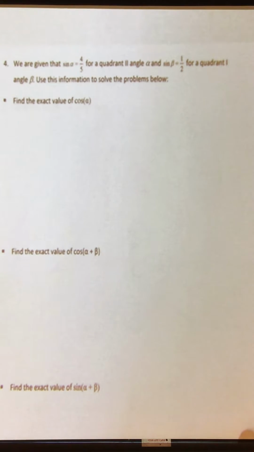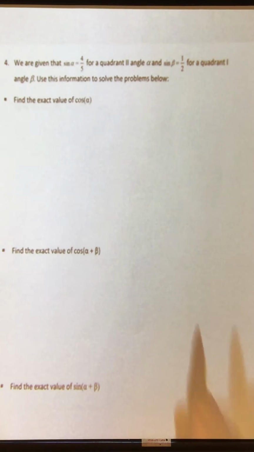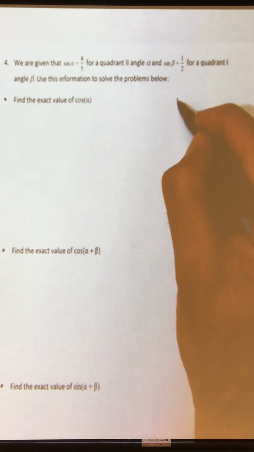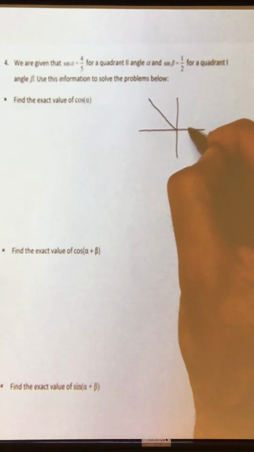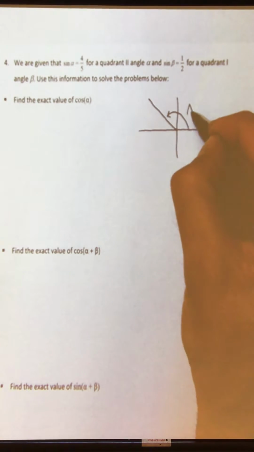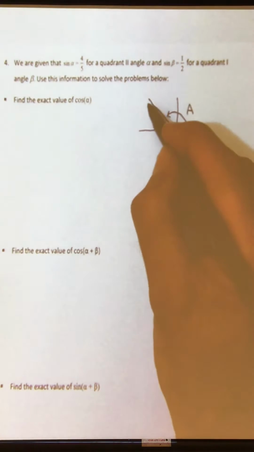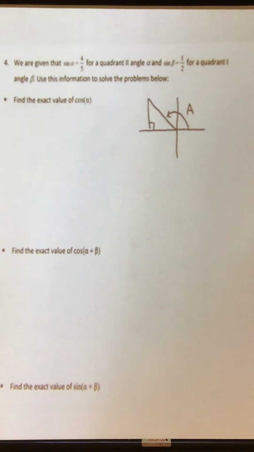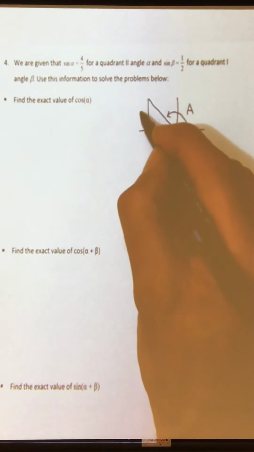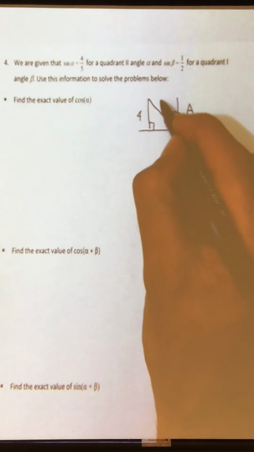Okay, we're given some information. The sine of A is 4/5 for a quadrant 2 angle. Stop there and draw that picture. Quadrant 2 angle, so there's our angle A. That sets up in quadrant 2 our right triangle. And we're given that the sine of A is 4/5, and the sine is the opposite divided by the hypotenuse.